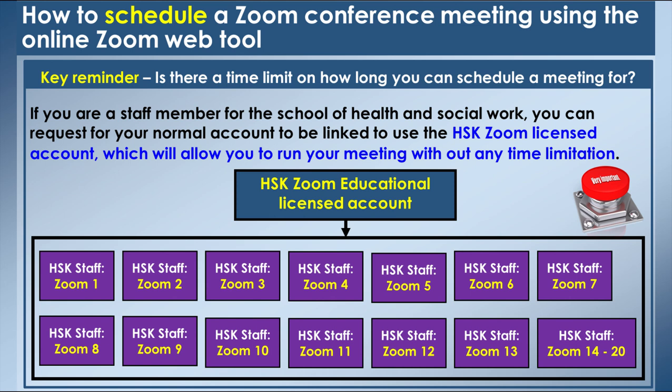An example, on the 2nd of July, I'm running a meeting for 3 hours for my students. What I will do, today I'm using my normal account. I'll log in, schedule all my meeting as usual. I know it is telling me 40 minutes, I don't worry about it. I put in the time I want.